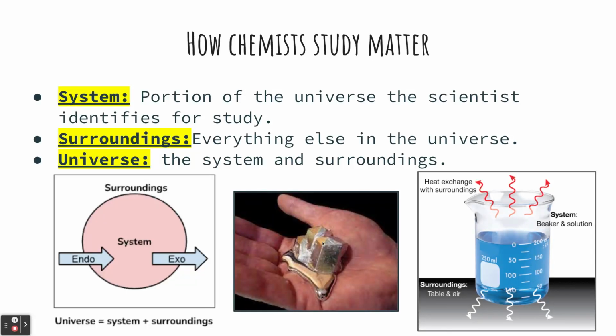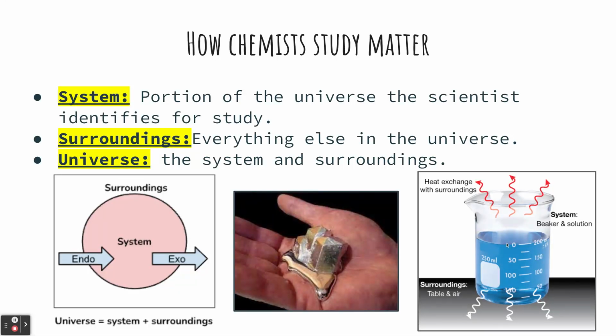So in this case here, we have gallium metal, which is our system. The hand is the surroundings, and the gallium metal is melting, right? So that means energy went into the gallium metal to cause it to melt, okay? All right, now if we're looking at the beaker and the solution, right? So the beaker and the solution is the system itself. Okay, so that's the heat exchange that's being involved here. And then the surroundings would be the table and the air.